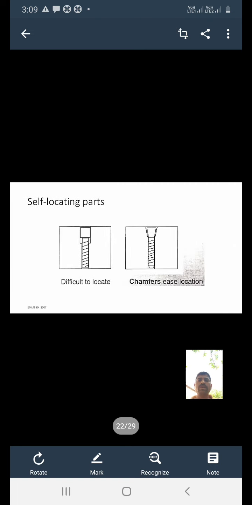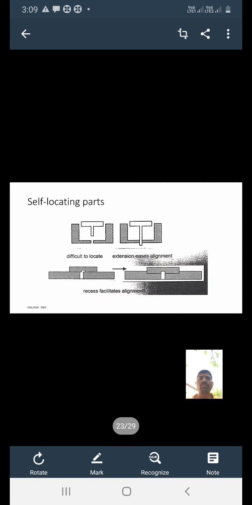We will see some examples with the help of self-locating parts. In the first figure, as you can see, it is difficult to locate. There is one rod given and there is no chamfer on that rod, so where do we fix that part? In the second figure, see, chamfers are easily located. The location we can see easily. This is the self-locating part.